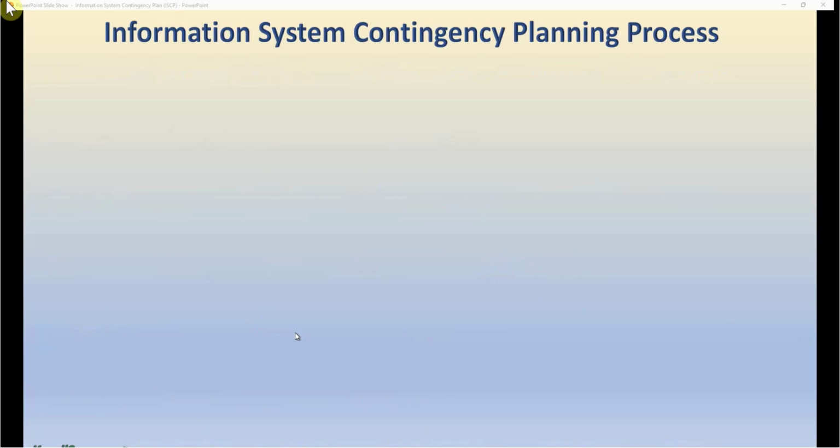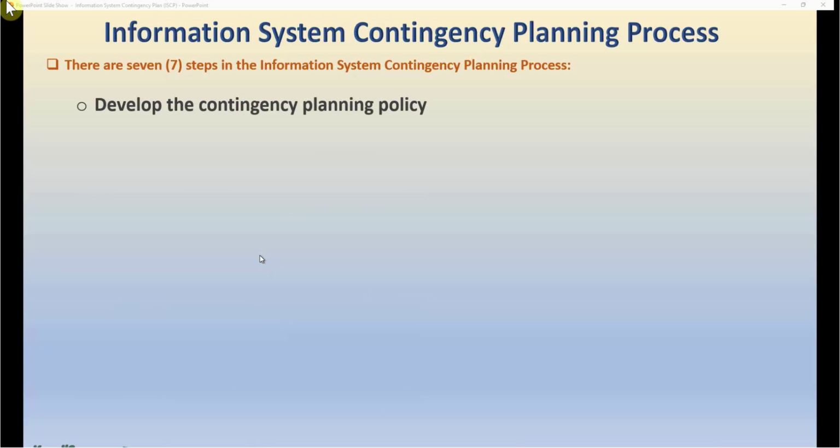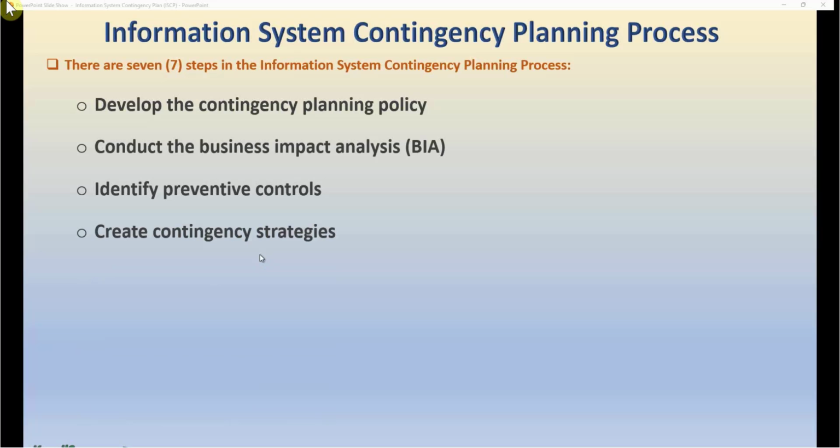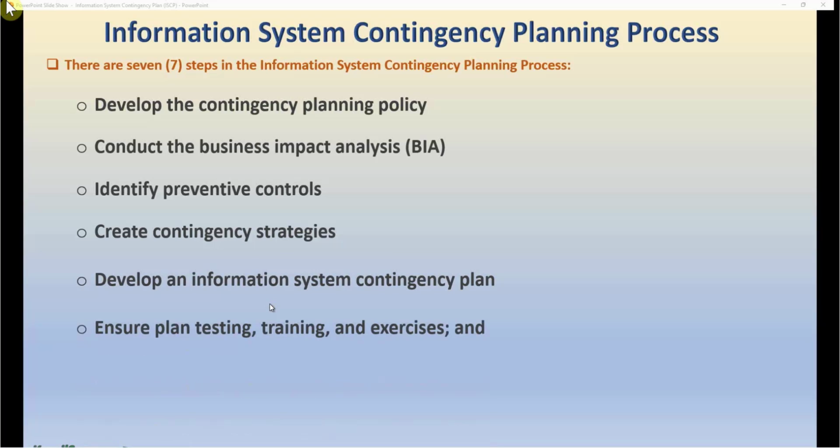So now let's look at the information system contingency planning process, just as we saw in the document. There are 7 steps in the information system contingency planning process. Number 1, we have to develop the contingency planning policy, and then we conduct the business impact analysis, and then we identify preventive controls, and then we also have to create a contingency strategy, right? And then we have to develop an information system contingency plan, then ensure the plan is tested. You conduct training on the plan, and then exercises like simulation exercises and so on.